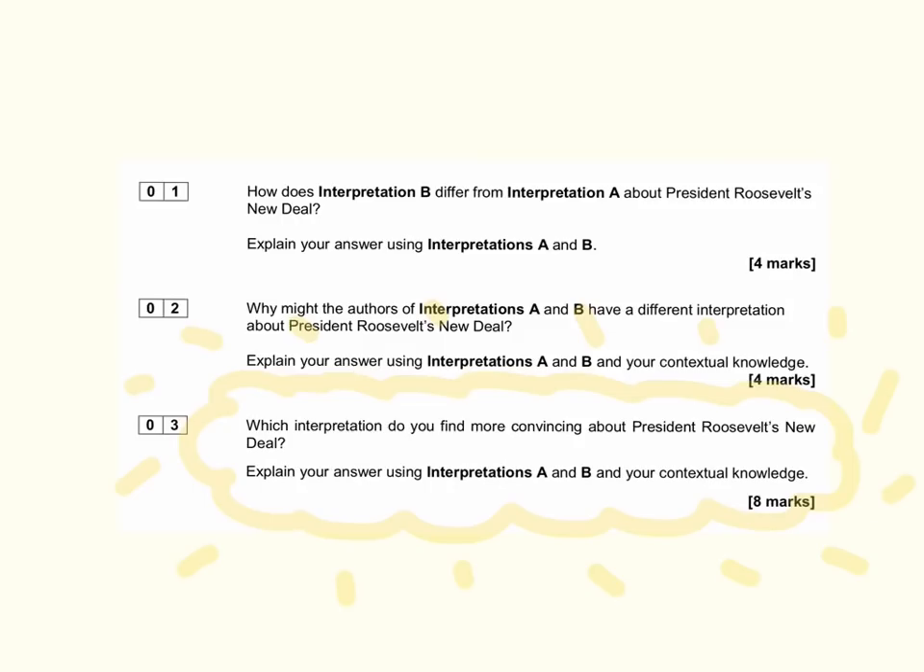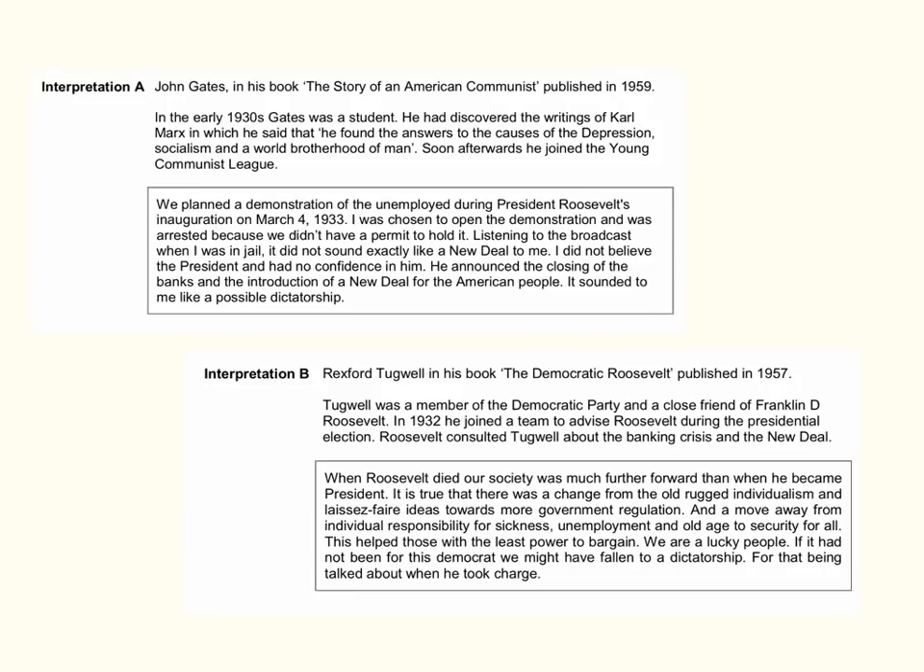And this is it. It's an 8-mark question and it asks you which interpretation do you find more convincing. It'll be 8 marks and it'll always have that kind of structure. So you use the same sources as you used for question 1 and for question 2. And this time you really need to think about technique. This one is a question that a lot of my students have found challenging.